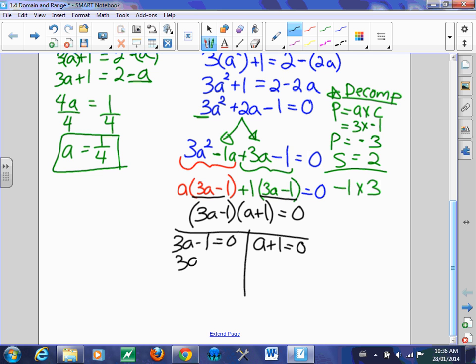Okay, so 3a equals 1, a equals 1 over 3 if you divide through, and a equals -1.